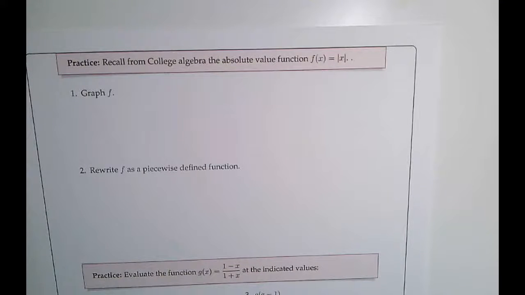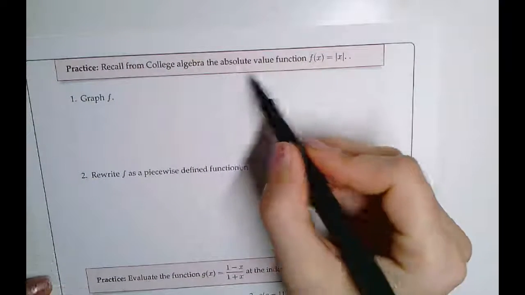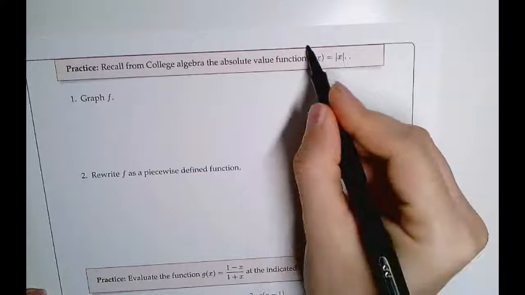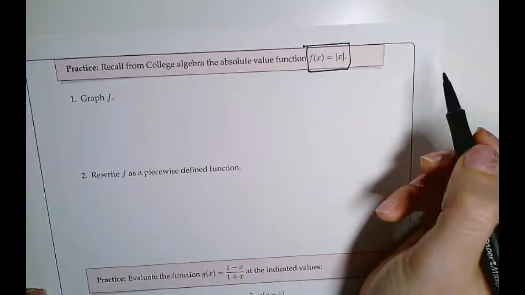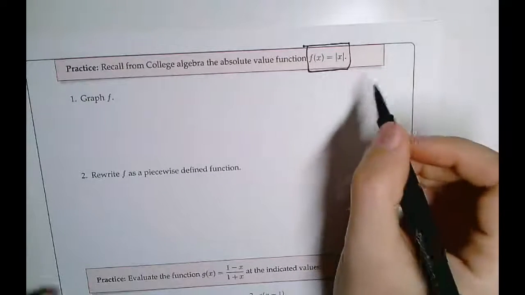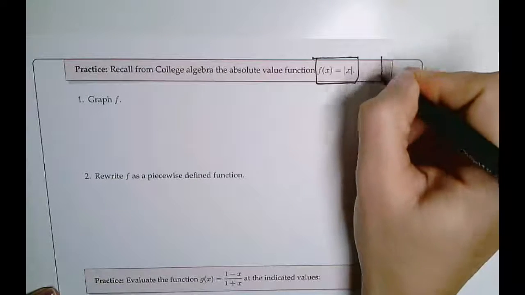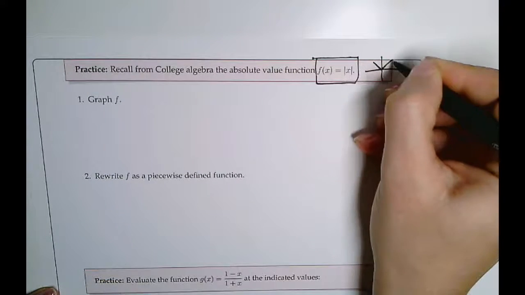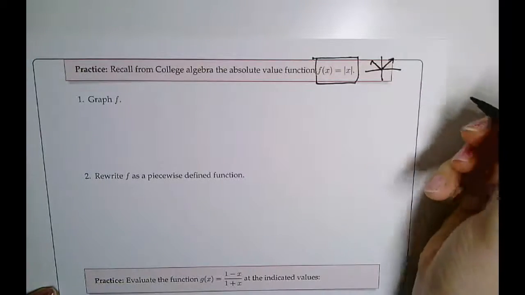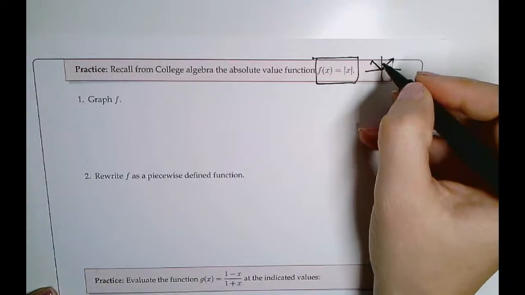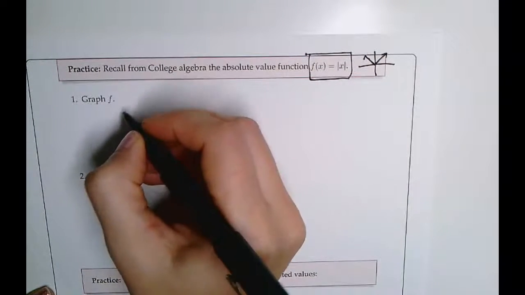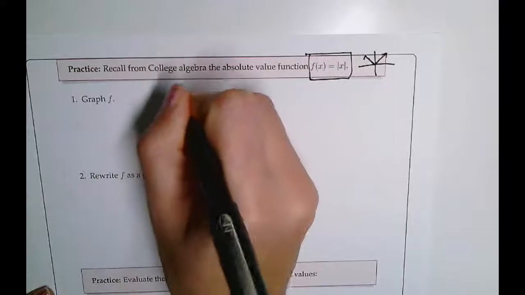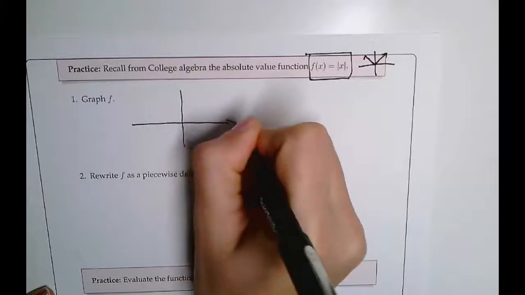All right, now let's practice some with piecewise defined functions, domains, and difference quotient. So recall from college algebra that the absolute value f of x equals absolute value of x. If you recall, this was that V shape, but let's see exactly why that is. So let's graph f of x, more exactly than just a V shape.